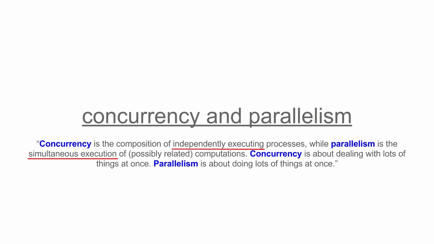I'm still getting there. Concurrency versus parallelism. This is something there's confusion about. How many people understand the difference before we get in? I just want to feel good that I'm adding value. All right. So concurrency is composition of independently executing processes, while parallelism is the simultaneous execution of computations.